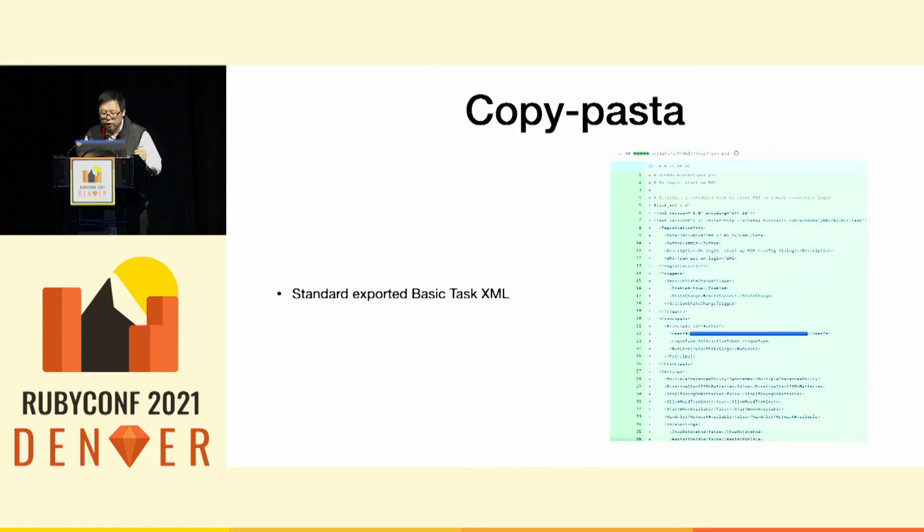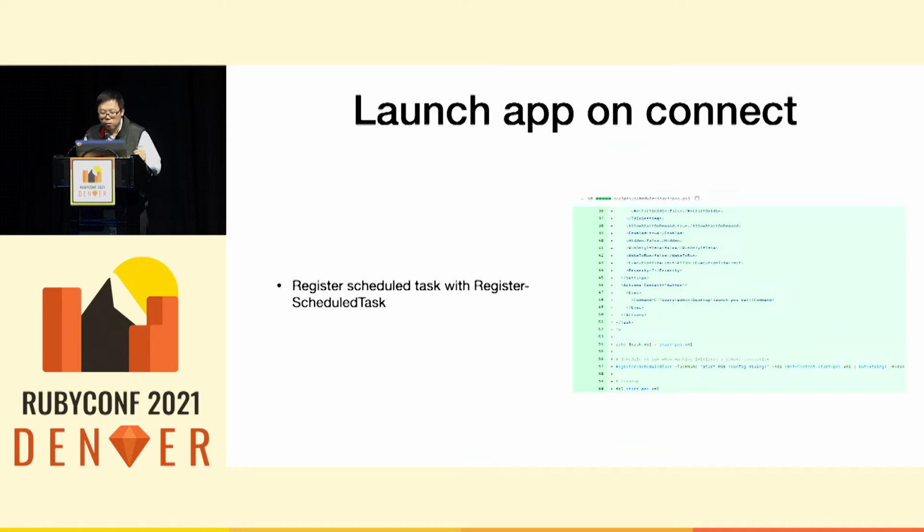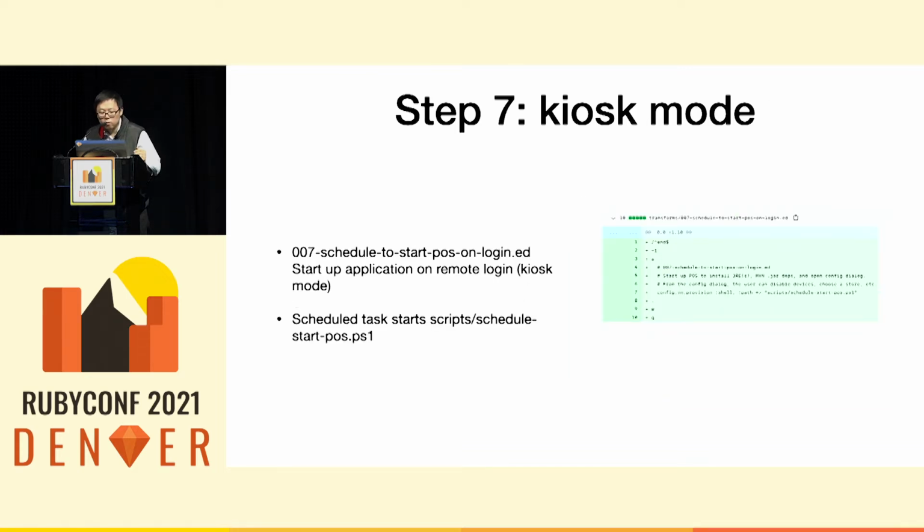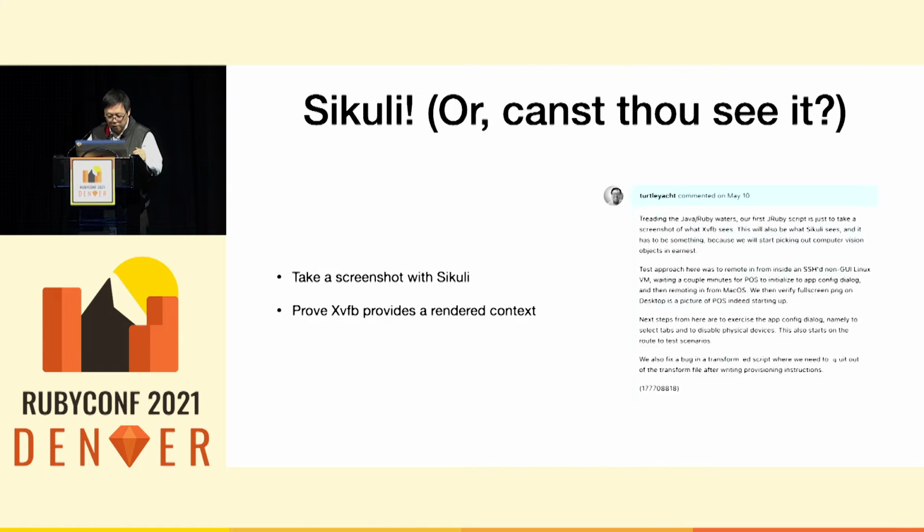Here, we set up the scheduled task to start up the app on VM startup, like kiosk mode. The rest of the script, where Windows launches the app when we remote in. And the transform. At this point, OS provisioning is complete.